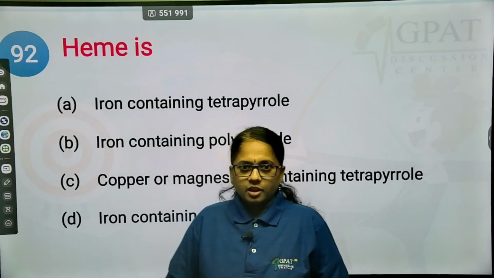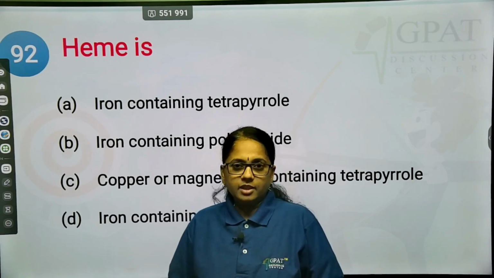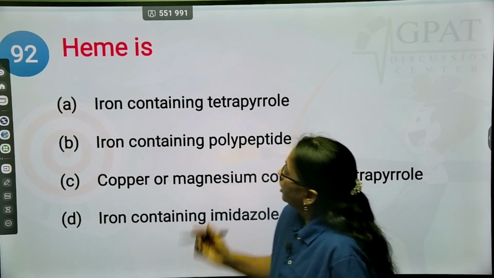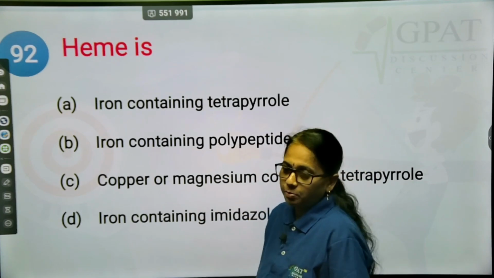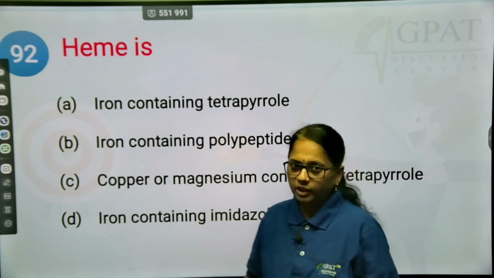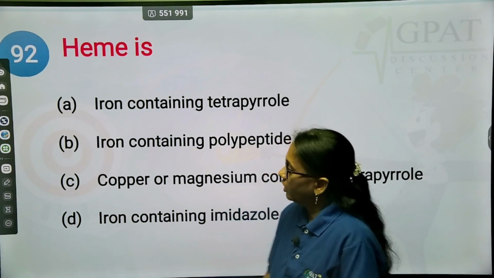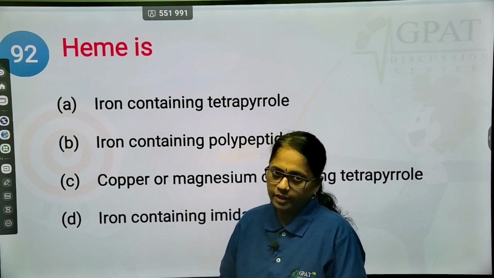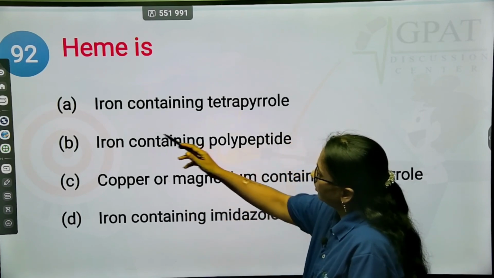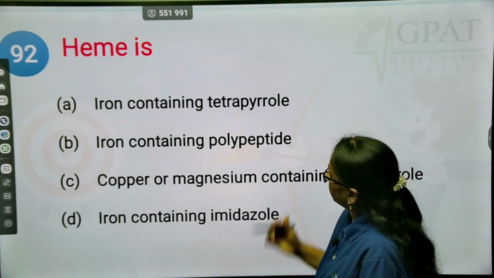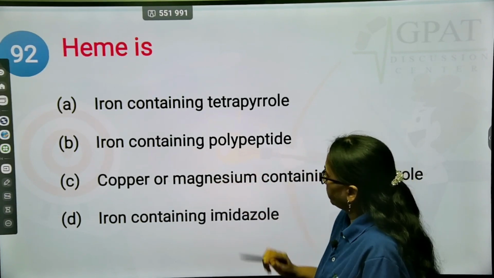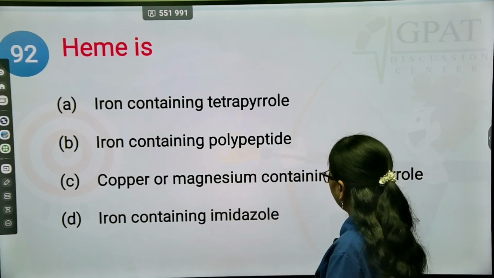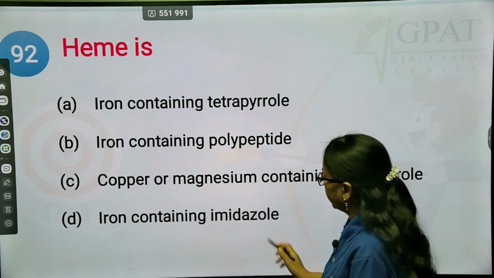Now let us see another question which was asked in GPAT 2022. The question they have asked is about heme. So what is heme? We know that it is present in some type of compounds which is rich in iron. Let us see the options they have given: iron containing tetrapyrrole, iron containing polypeptide, copper or magnesium containing tetrapyrrole, iron containing imidazole.